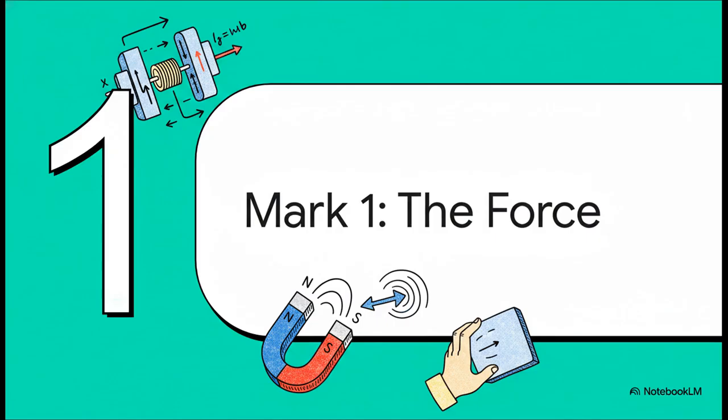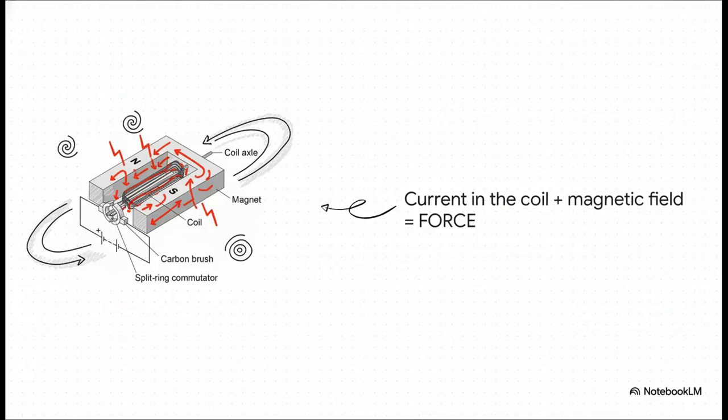Okay, first things first. To get anything spinning, you need a force. It's that simple. So our first mark is all about figuring out where that initial force actually comes from. Just take a look at the diagram. We've got a current flowing through that coil of wire. Now, the absolutely crucial part is that the sides of that coil are sitting smack dab in the middle of a magnetic field, right between the north and south poles.